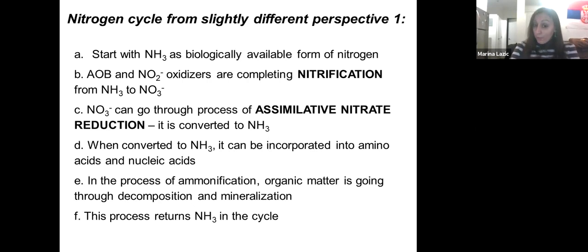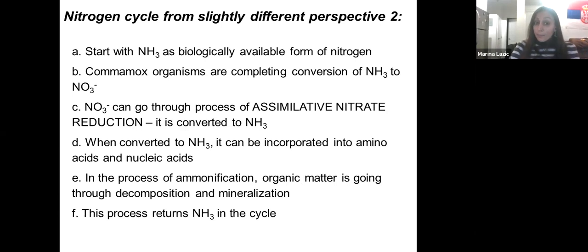In the process of ammonification, organic matter is going through decomposition. When ammonia is incorporated into amino acids and nucleic acids, we have biomass built. In the next step, this biomass can go through ammonification, so organic matter is going through decomposition and mineralization. Now this ammonia from biomass returns into the cycle. So it's first made through assimilative nitrate reduction, goes to the biomass, biomass then decomposes, and you have a return of ammonia, which is a substrate for ammonia oxidizers and NO2 minus oxidizers.